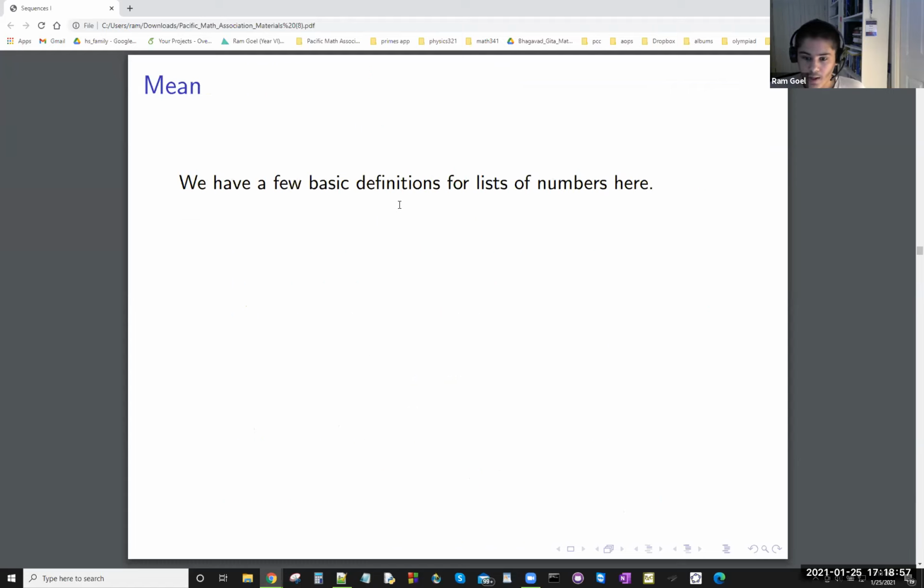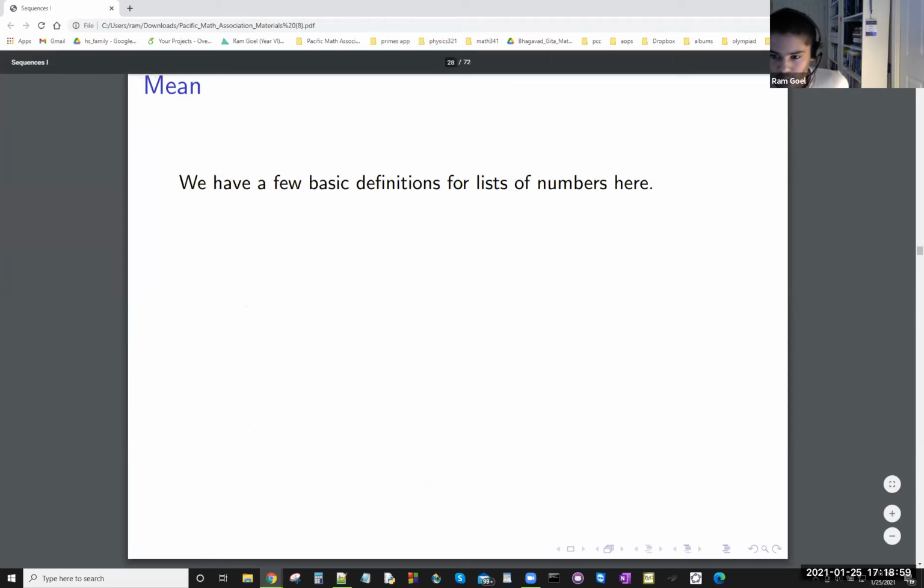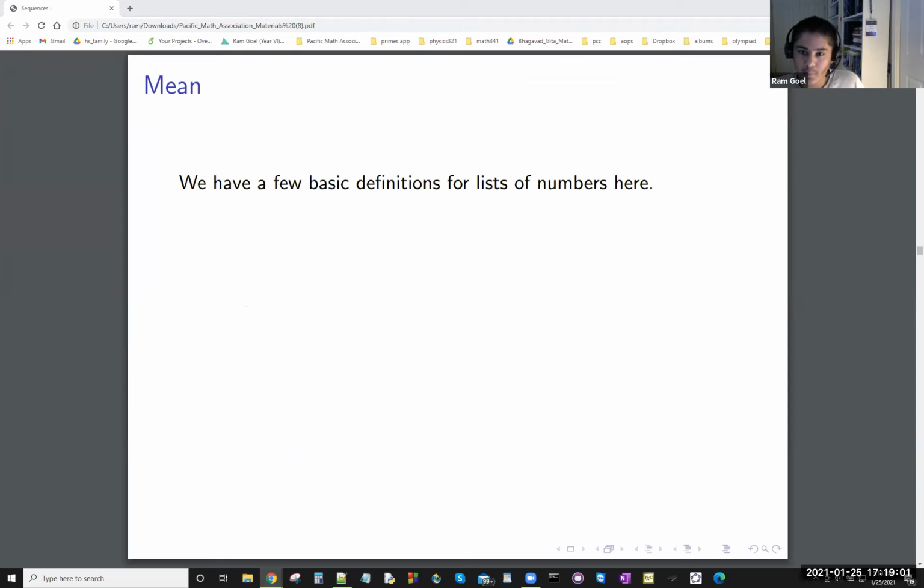All right. Now we're going to transition to a different topic, which is also about sequences, the mean, median, and mode. Nivid, you want to take it away?